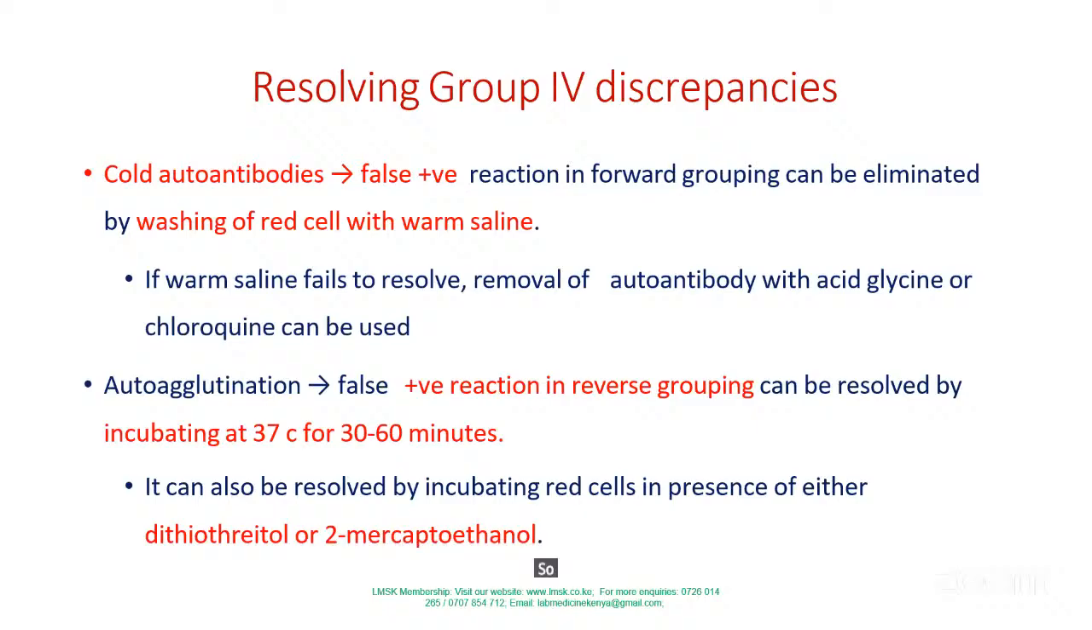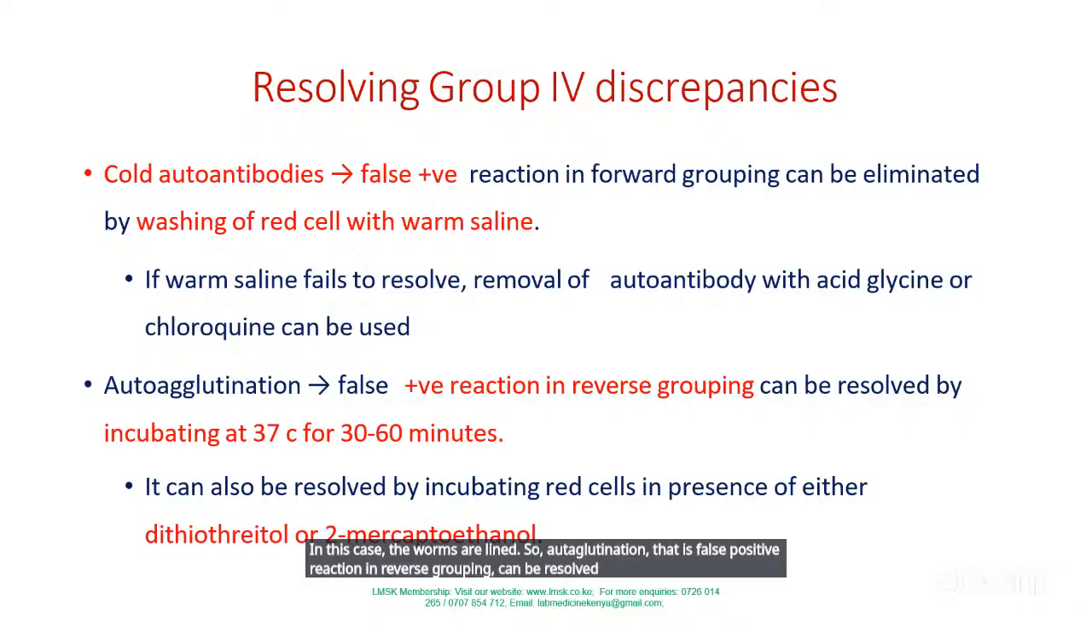So if warm saline fails to resolve, removal of autoantibody with acid glycine or chloroquine, so those are some of the chemicals you can use instead if you've not managed to remove the autoantibodies or alloantibodies with warm saline. So autoagglutination, that is false positive reaction in reverse grouping, can be resolved by incubating at 37 degrees Celsius for 30 to 60 minutes. So if they are cold reacting, they'll not be able to react at that temperature. And you give it time so that you enhance the reactivity of this particular antibody.